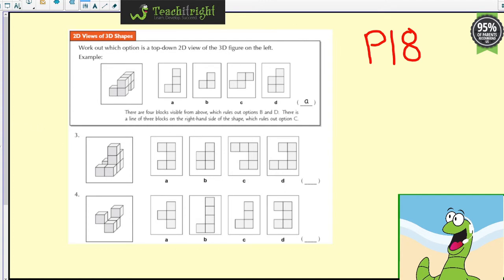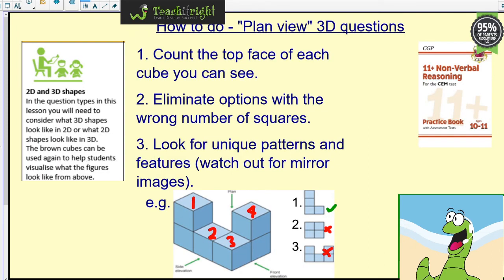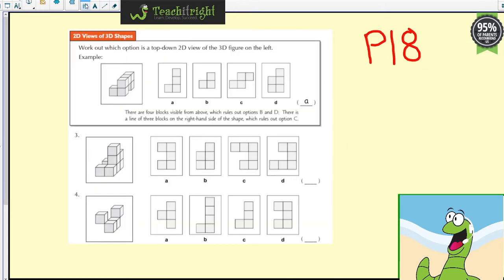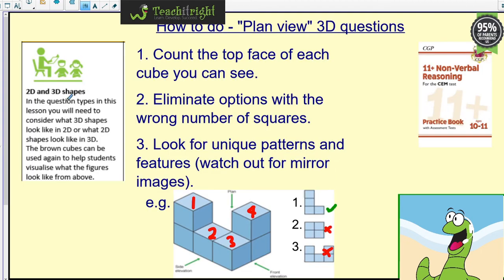But what I want to do is also just quickly run through the rules. So step 1, count the top face of each cube you can see. So you can see down here, I've got 1, 2, 3, 4. Now I wouldn't actually write 1, 2, 3, 4. I'm sure your counting skills are quite good. Instead, what I would do is just do a little dot. So 1, 2, 3, 4. In this case, I also happen to have 4 faces from the top down we can see. So that is step 1. Count the face of each cube you can see.